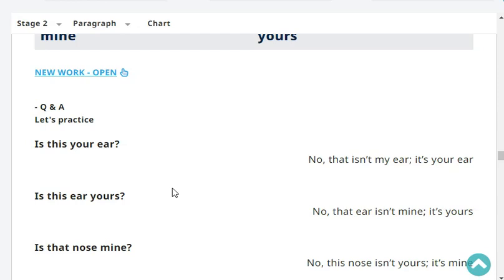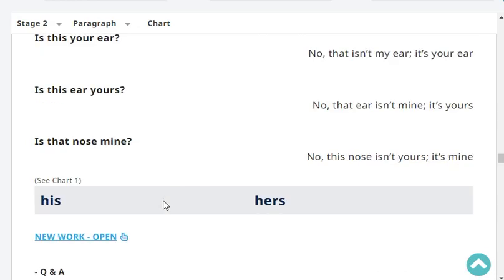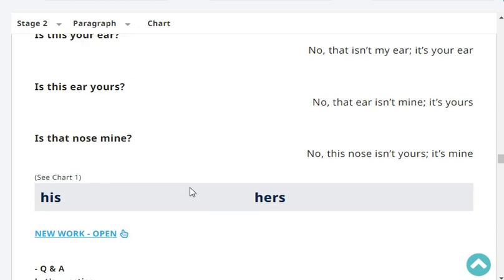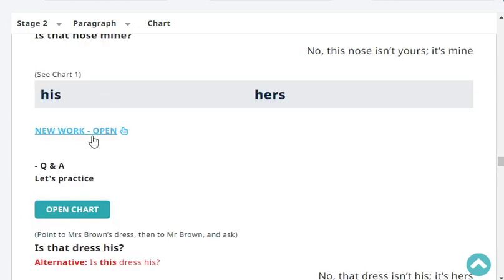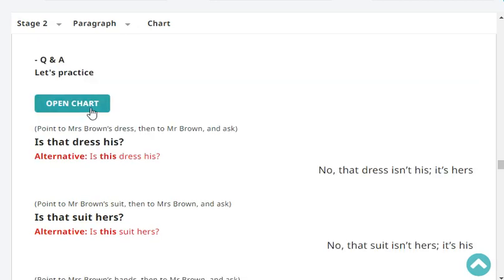Is this ear yours? No, that ear isn't mine. It's yours. Right? Is that nose mine? No, this nose isn't yours. It's mine. Very good. Okay, next.